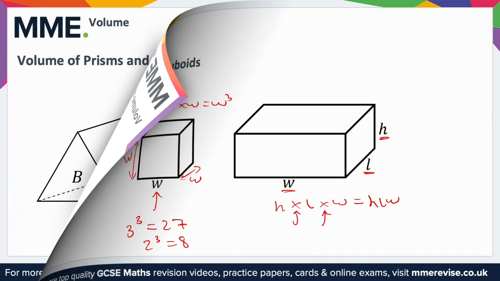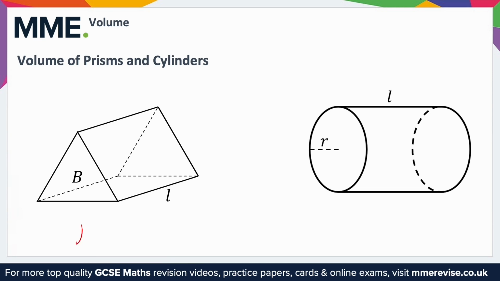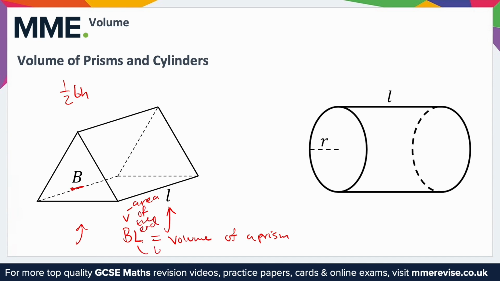To work out the volume of a prism, such as this triangular prism here, you need to know the area of the end of the prism. In this case, B is the area of the end. So for example, for a triangle, you might have to do half base times height, and then you just times by the length of the prism. So in this case, it would just be BL, and that's the volume of a prism. Where remember, B is the area of the end, and L is the length.